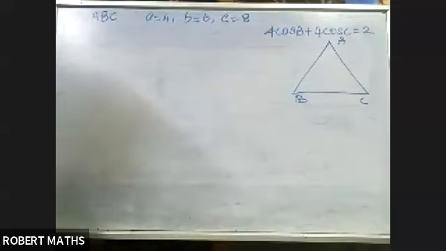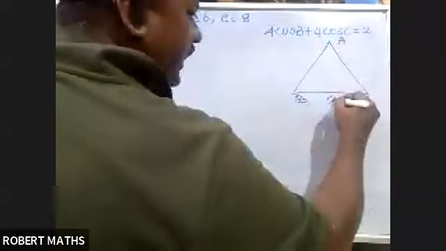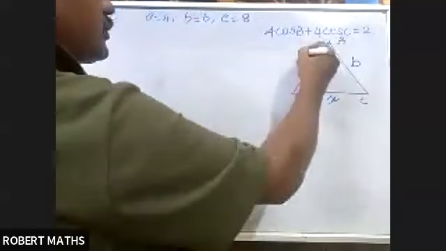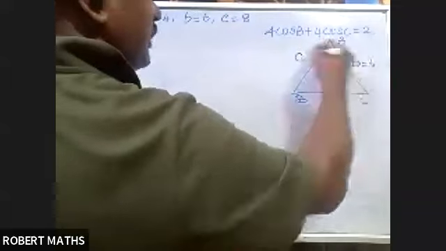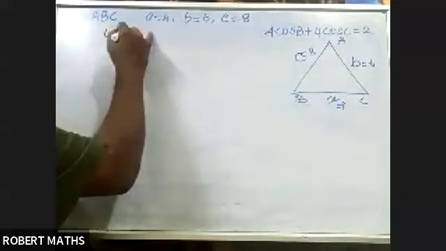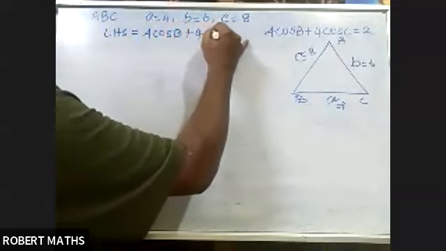A, B, C are the sides of the triangle. Now we can take the side opposite to this angle as a, opposite to this as b, and opposite to this as c. If you draw the diagram, you can easily identify it. Now everything is known. I don't know the angles. So see, what we need to find: on the left hand side, we have 4 cos B plus 4 cos C.